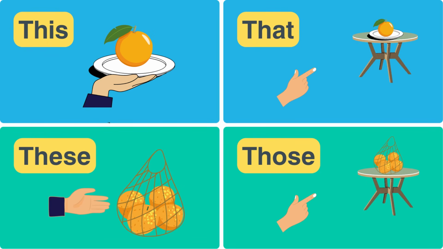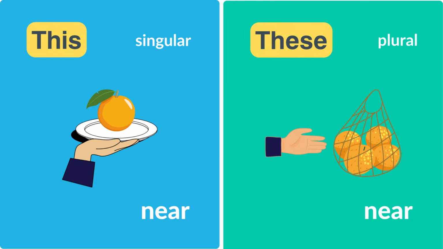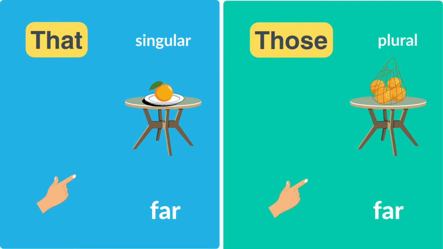This, that, these, those. In today's video, we will learn the difference between this, that, these and those. We use this, which is singular, and these, which is plural, to refer to someone or something that is near. For example, this orange, these oranges. We use that, which is singular, and those, which is plural, to refer to someone or something that is far from the speaker. For example, that orange, those oranges.